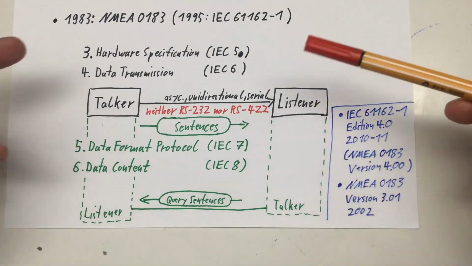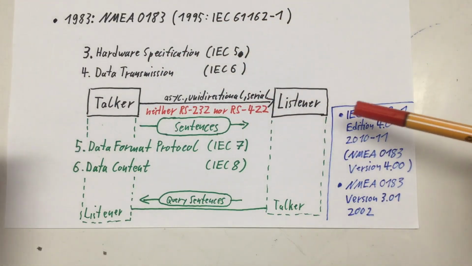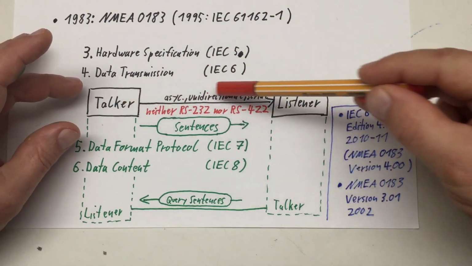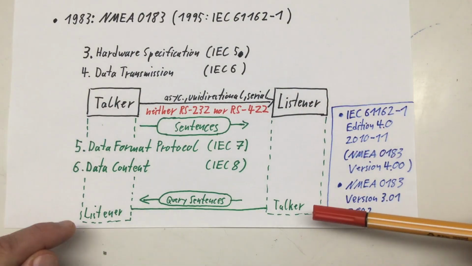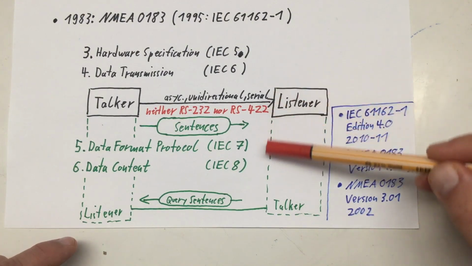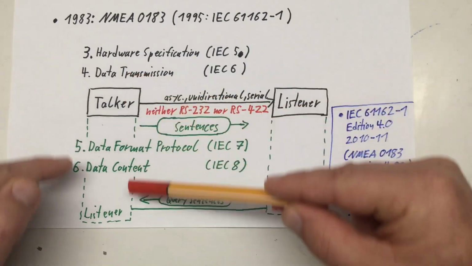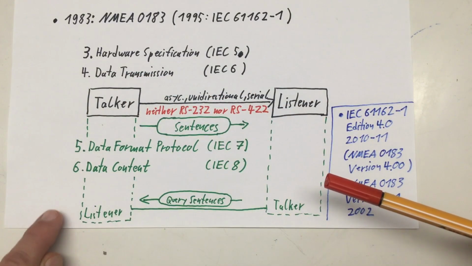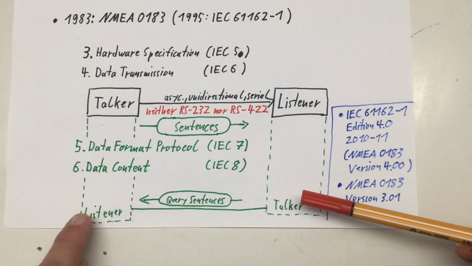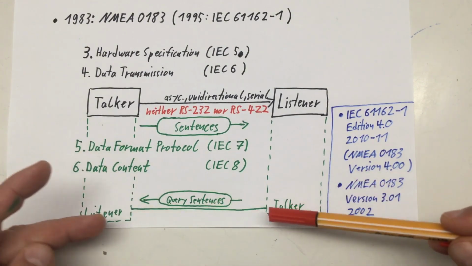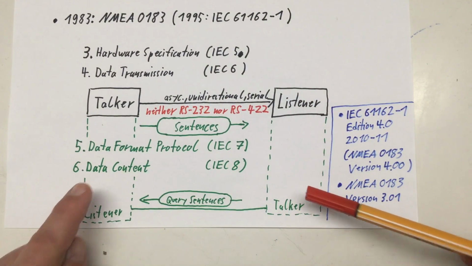In the beginning I mentioned that the hardware specification and the data transmission stuff in the standard just defines a unidirectional serial interface between talker and listeners. So to use these query sentences, a listener has to implement a second hardware talker interface, and a talker has to implement a second hardware listener interface. So we can send these query sentences via a second unidirectional serial line from the listener back to the talker.